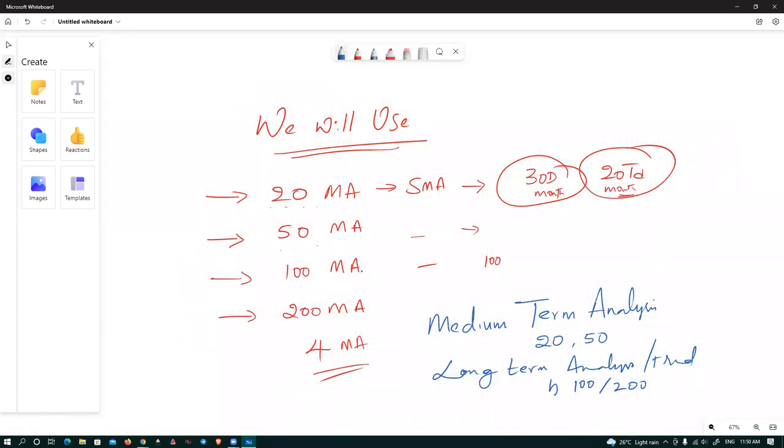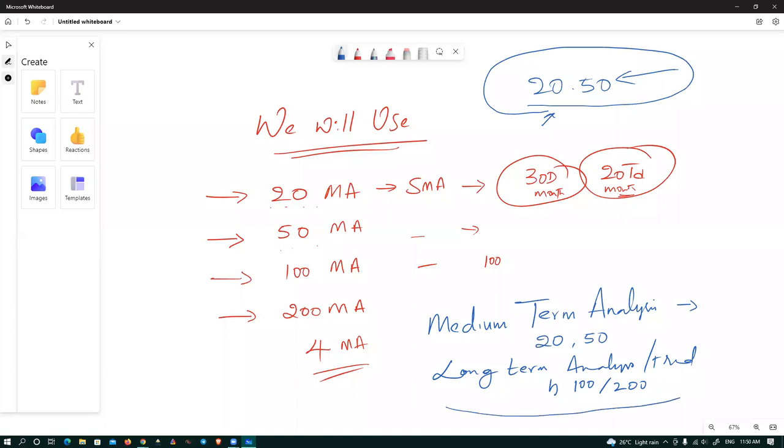So here, why are you using 20 and 50 for medium term? Medium term means for the recent 20 to 50 days, what is the trend of the stock? You need to understand the recent trend of the stock. Hence, you are using the recent 20 to 50 days values. If you want to understand the long-term trend, then you use 100 and 200. Let us go to the chart and see.